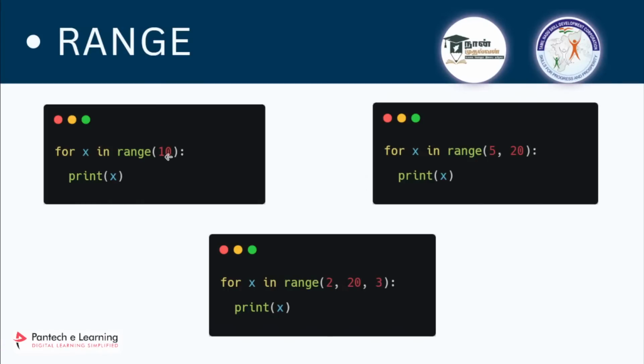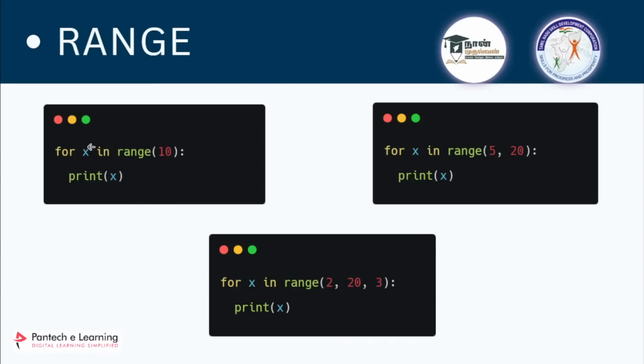Range is something like, if you mention a number, one step before it will come. So what this range will do is it will start from 0 and end at 9. The number I mentioned, one step before it will come. So the default starting number is 0, and the ending number is the one you mentioned, minus one step.